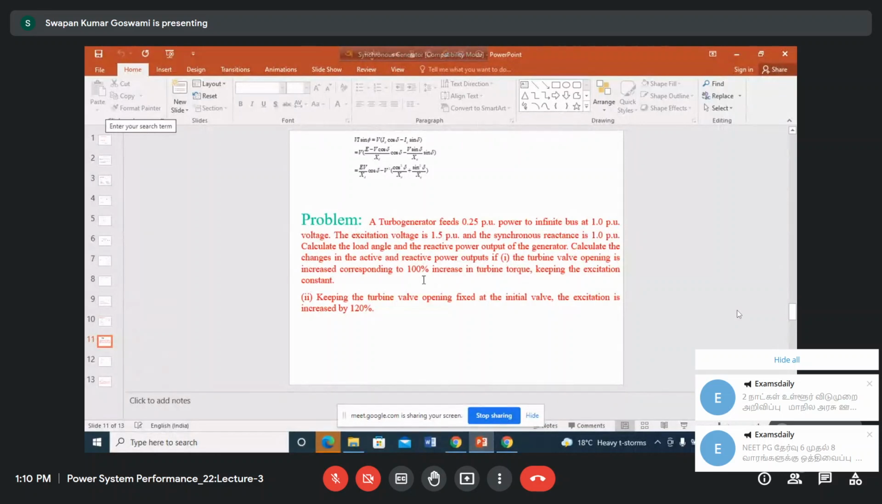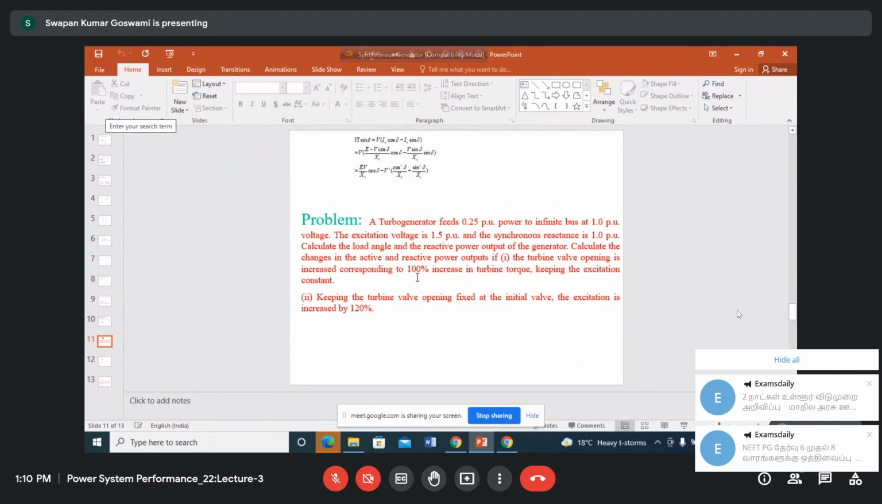By increasing the opening of the valve by 100%, because previous opening was considered at 100%. Now there is an increase in 100%, means the active power input becomes double of the previous value. Previously it was 0.25 per unit power because this was the power delivered. We shall be neglecting any losses in the generator. That means power input was also 0.25 per unit.